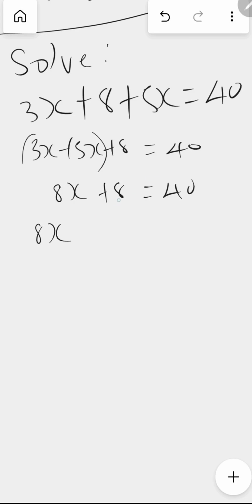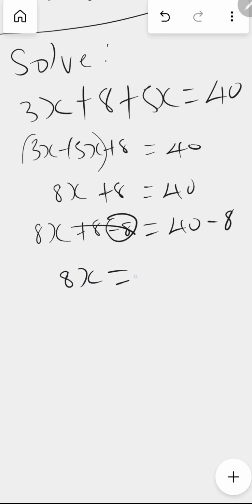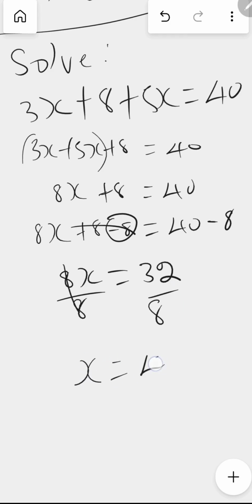8x plus 8 equals 40. Remember, because you're adding 8, you're going to minus 8. And because you minus 8 here, you are going to do a minus 8 on the opposite side as well. The 8s cancel out, so we are left with 8x equal 32. Now we go ahead and divide both sides by 8. The 8s cancel out, leaving x. 32 divided by 8 is 4.